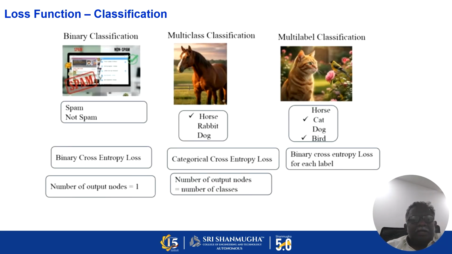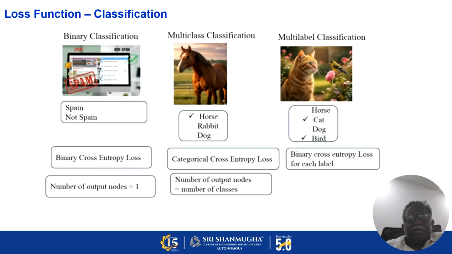As I said, next we will look at loss functions for the classification model. There are many ways, and the best example for binary classification is whether a Gmail message is spam or not spam. That comes under the category of binary cross entropy. The number of outputs is going to be 1, because with one neuron we can say whether that email is spam or not spam.